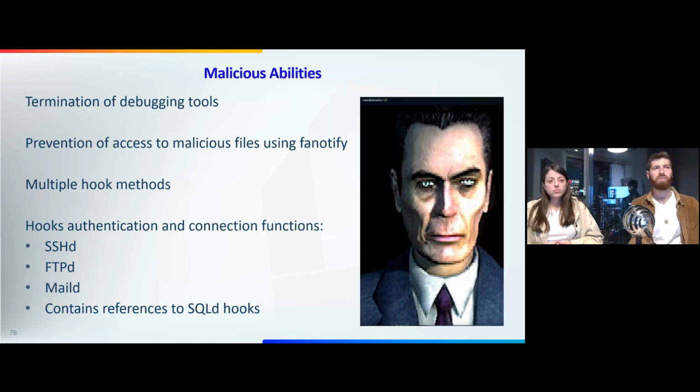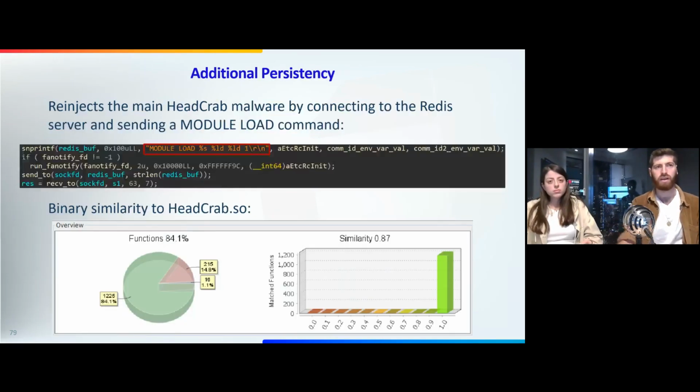Then he deploys multiple hooks using multiple methods, starting off with ptrace, which is really common and easy to block and easy to detect, and moving one method at a time, going all the way up to direct memory access and manipulation in order to insert these hooks onto the other services. He's hooking authentication and connection functions on SSHD, FTPD, MailD, and also contains some references to SQLD, although we haven't seen it in the version that we investigated. Another cool thing that the service is doing is that it re-injects the main HeadCrab Redis module into the server.